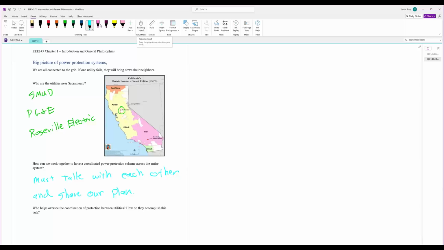Now, who helps to make sure that utilities talk to each other and these plans are shared? It's called NERC. Okay, NERC is the North American Electric Reliability Council. Okay, so NERC is an entity. They're kind of like the police force that creates rules.